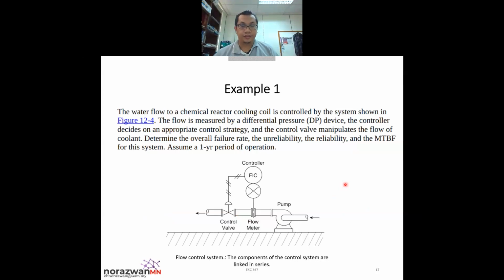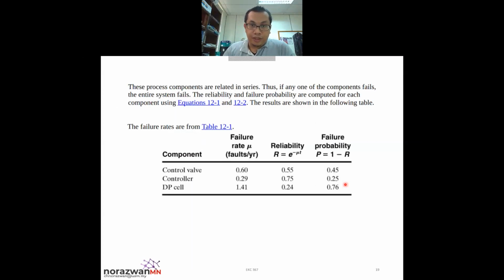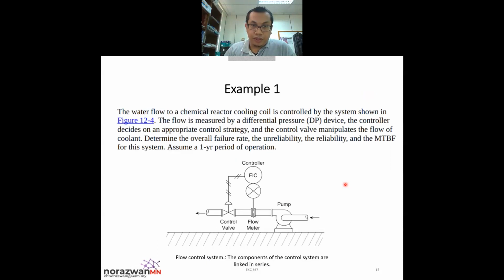So for today, for the example, we will go through the example of the calculation after we have learned all these PSM, process safety management. Because the question needs you to determine the overall failure rate, the unreliability, the reliability, and also the MTBF, mean time between failure.